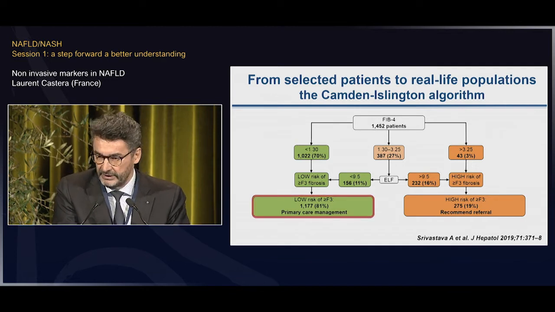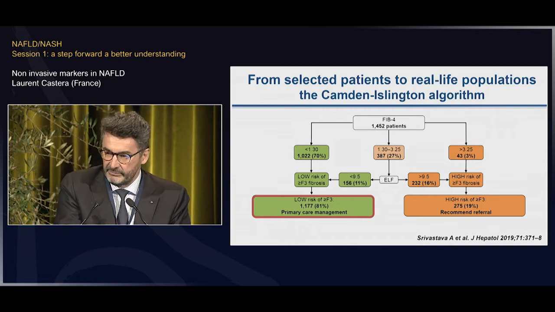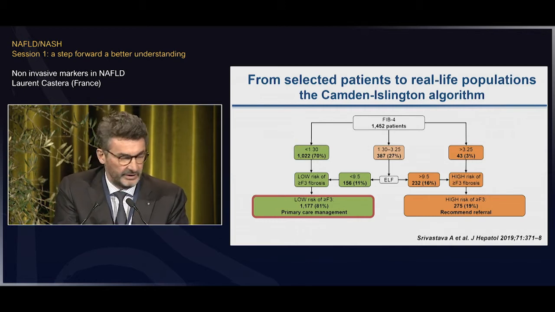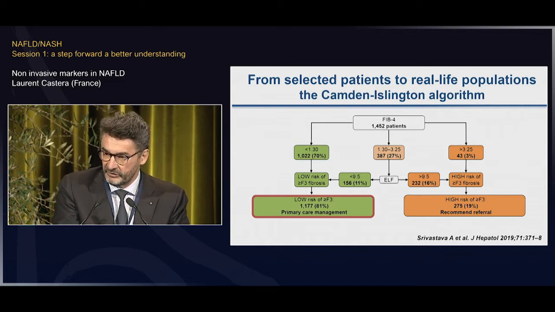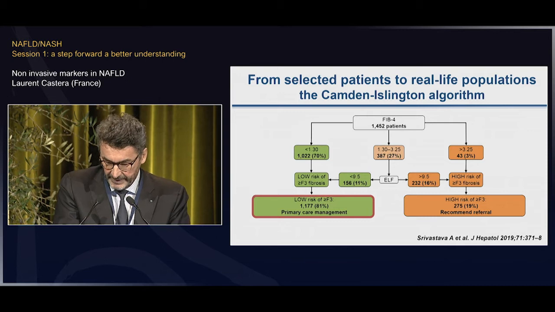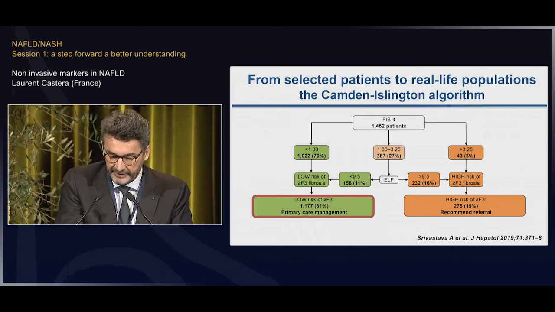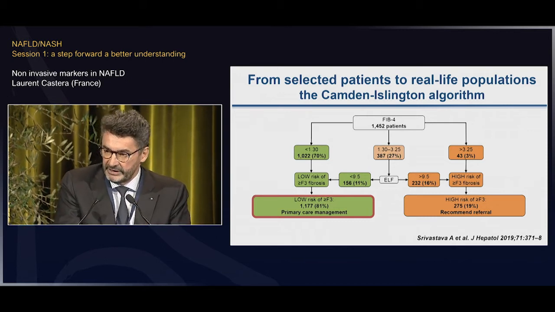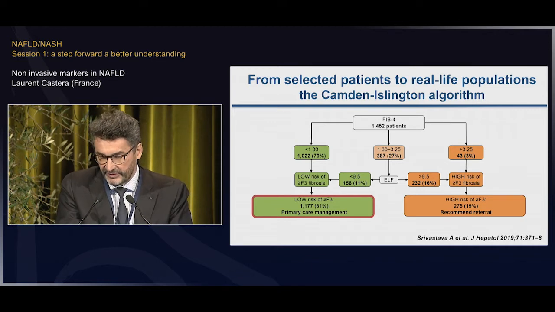70% fall in the low-risk category, but then with ELF, you have an additional 11%. So in total, about 80% do not need to come to the hepatologist. On the other end, you can see that the remaining will be coming to the hepatologist, and again, around 60% with the ELF will come.